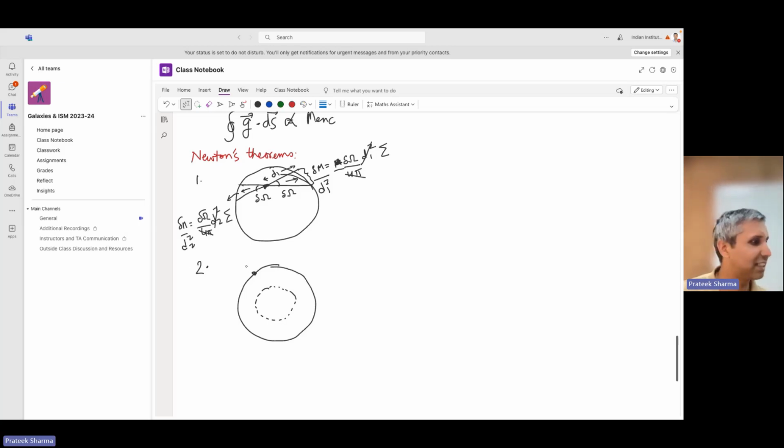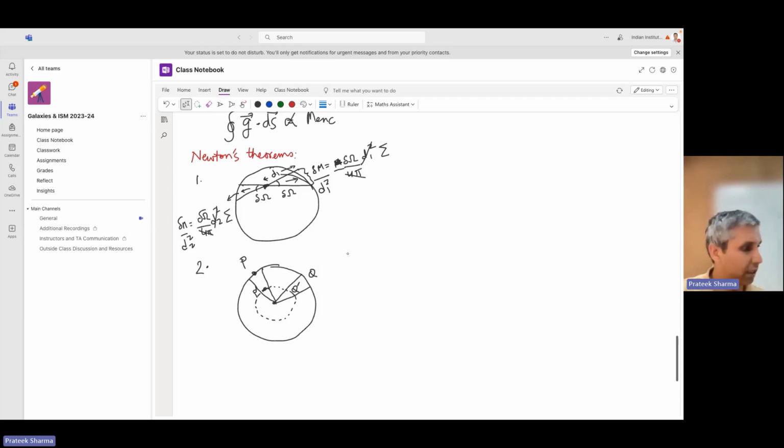So let's consider this point P, and let's consider this center. This is point P, and this is in the inner shell. So this point is P prime. And let's consider another situation, which is a point Q here and a point Q prime here.